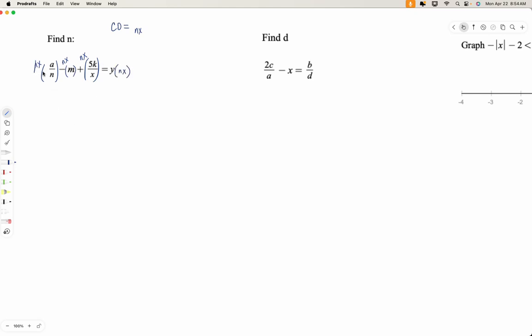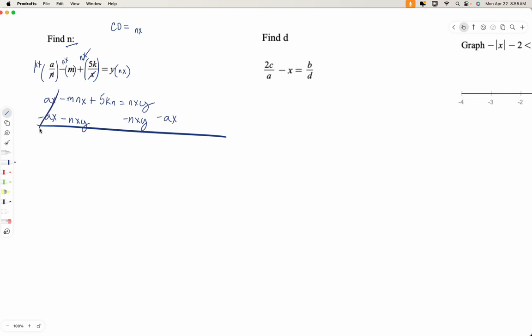All right, so the n's cancel here, so we have ax. There is nothing to cancel here, so we just write it in alphabetical order, m, n, x. And then the x's cancel, so we have 5kn, and then we have nxy here. All right, looking for n, so we need to get the n's together. So I'm going to subtract ax from both sides. And I'm going to subtract nxy from this side so I can move it over here.